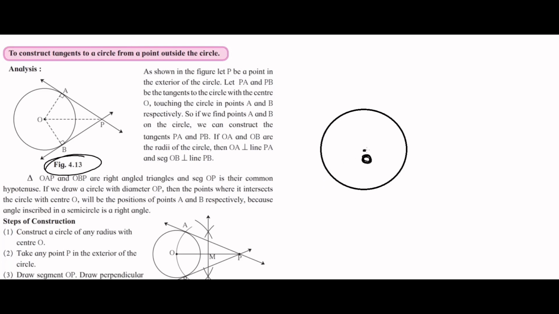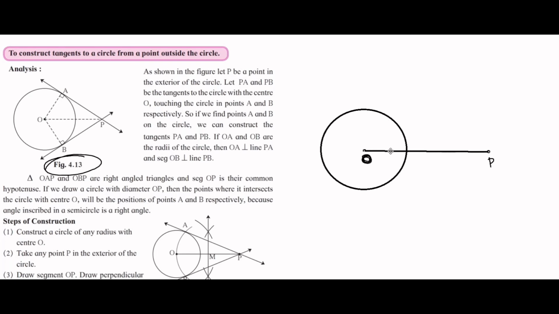Next what we are going to do is, there will be a point given. So you have to take actually the point outside the circle, point P. So this will be our point outside the circle, point P. Now just join OP like this. Okay, not like this, actually with your scale. Okay, let us join OP.